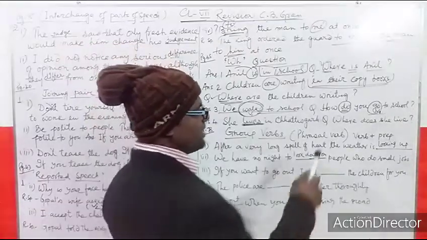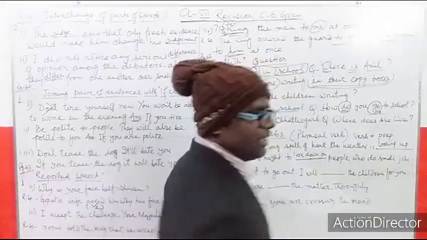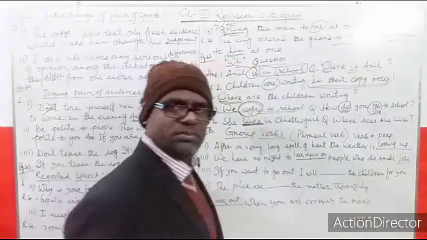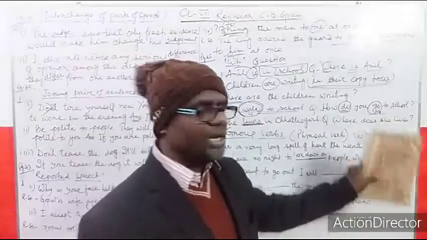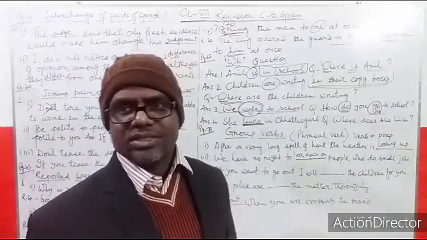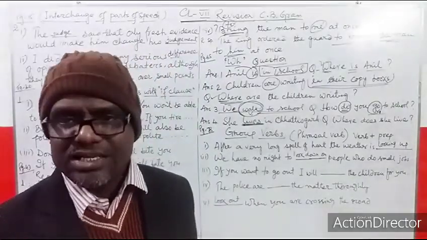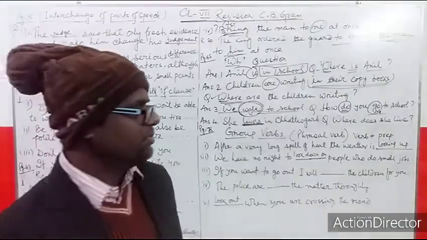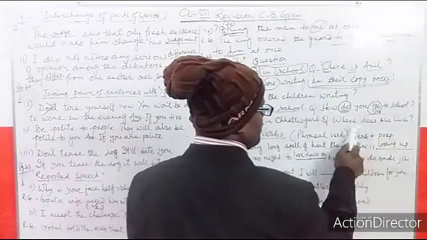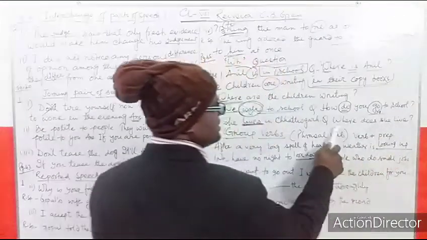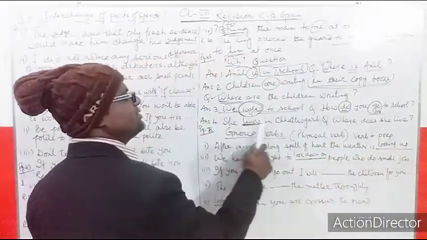So here you can see, where does she live? Live is the base form of the verb. You cannot use es, ed, or ing after the do verb. So here you are writing, where does she live? This is the question. The answer is she lives in Chhattisgarh.